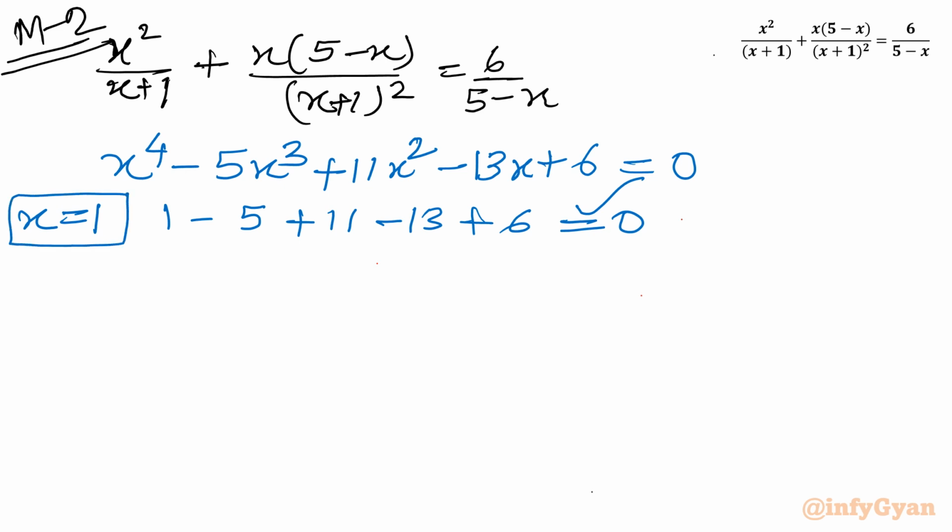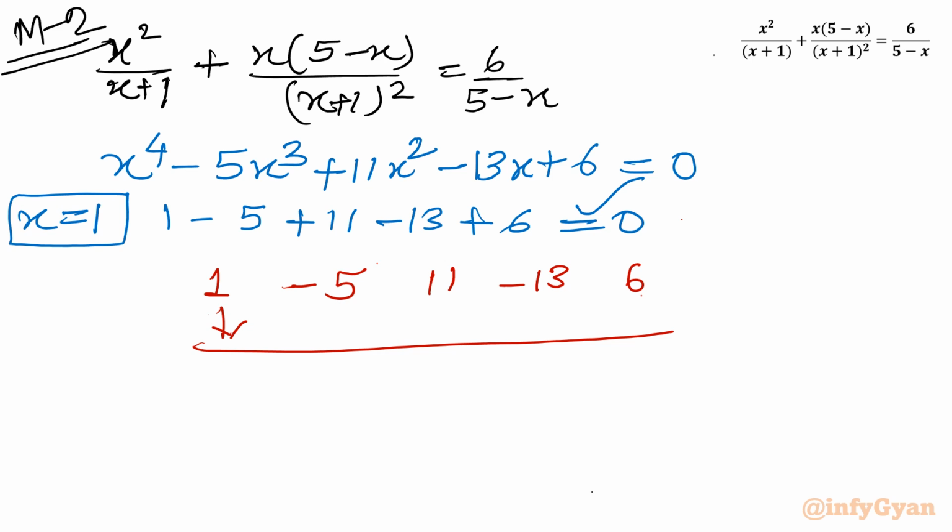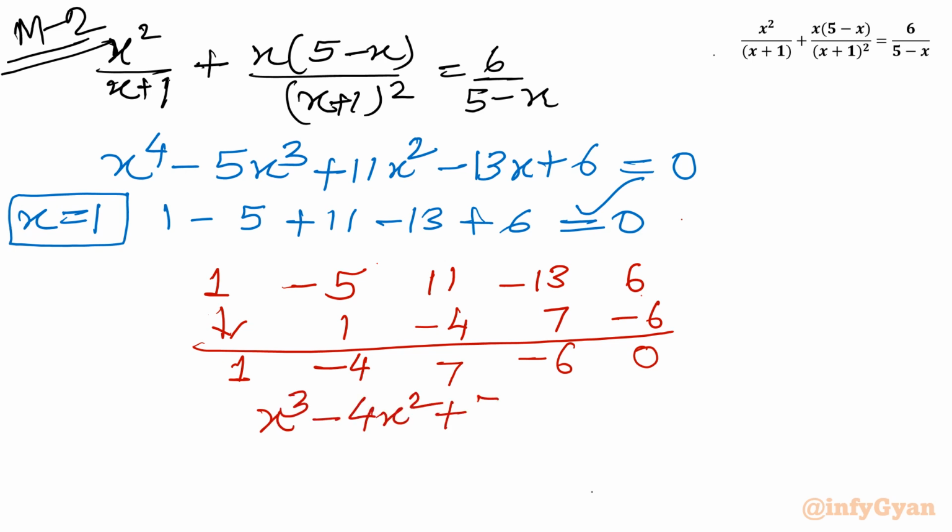Now I will write the coefficients of the quartic equation. So it would be 1, minus 5, 11, minus 13 and 6. Leading coefficient as it is, 1. Now 1 times 1, 1, minus 4. 1 times minus 4, minus 4, 7. 1 times 7, 7, minus 6. 1 times minus 6, minus 6, 0. So here we have the coefficients for the cubic equation. So let me write x cube minus 4x square plus 7x minus 6 equal to 0.